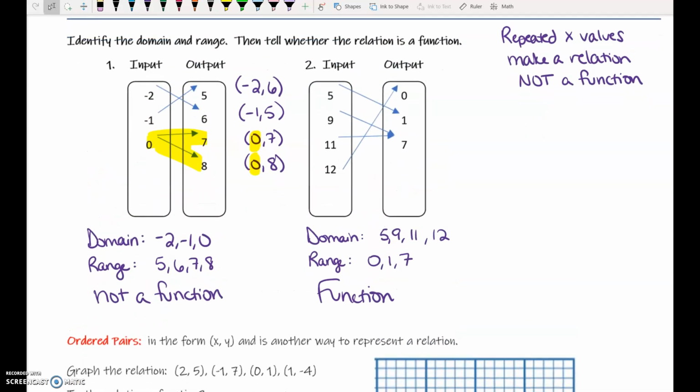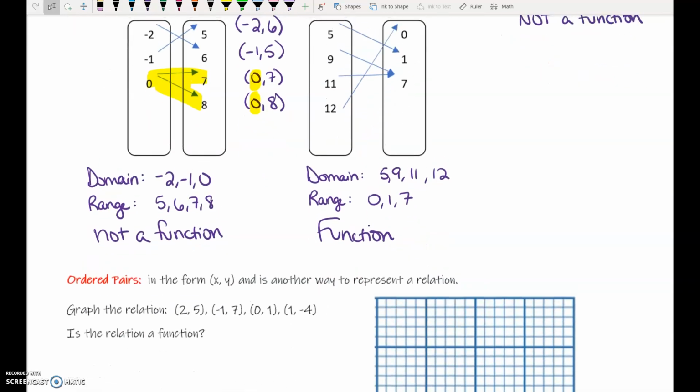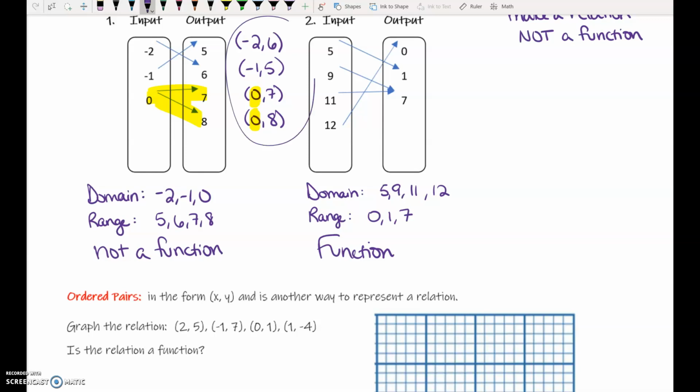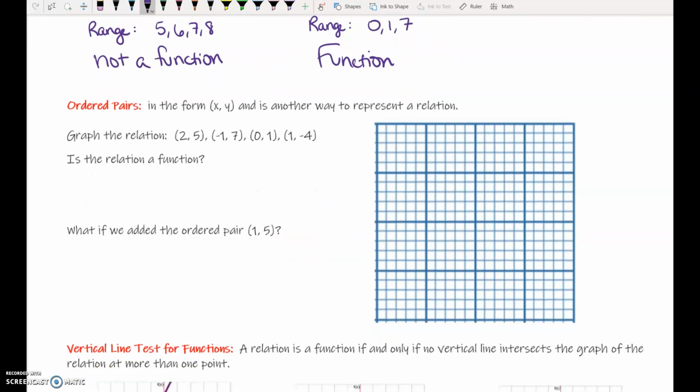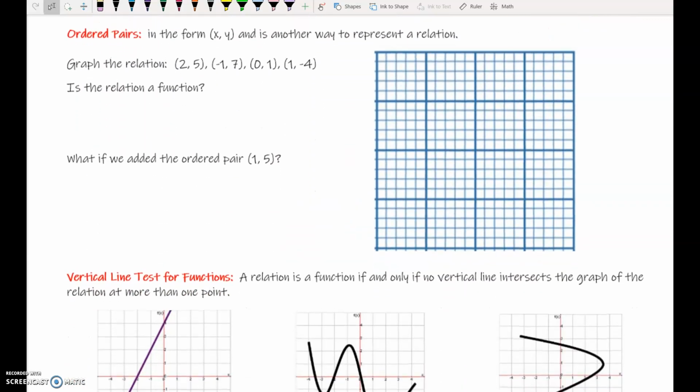Okay, so there's multiple ways to express a relation. There's mapping diagram like this. There's ordered pairs, which I wrote out here. We can also use a graph to display a relation. So here's the relation: 2, 5, -1, 7, 0, 1, and 1, -4.